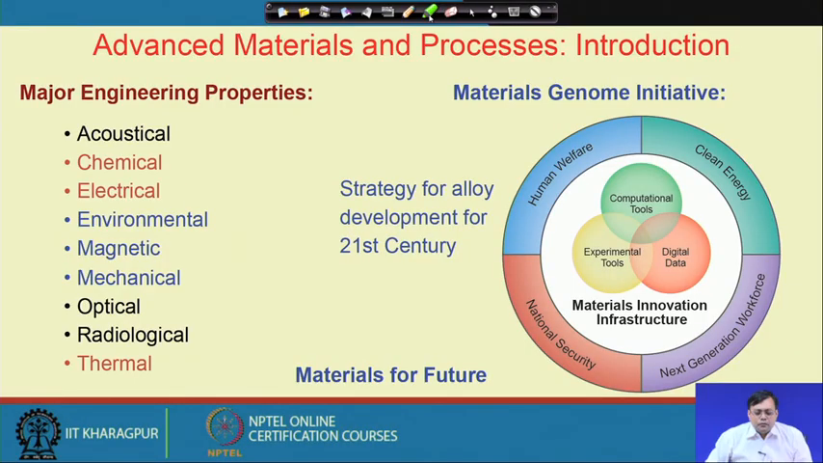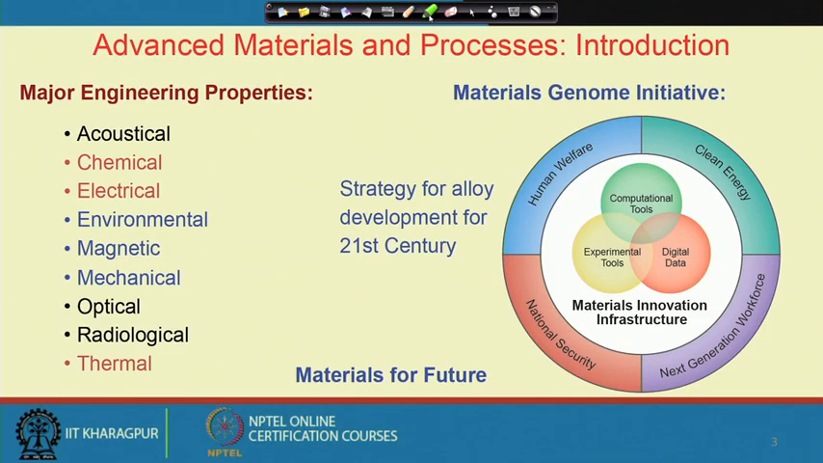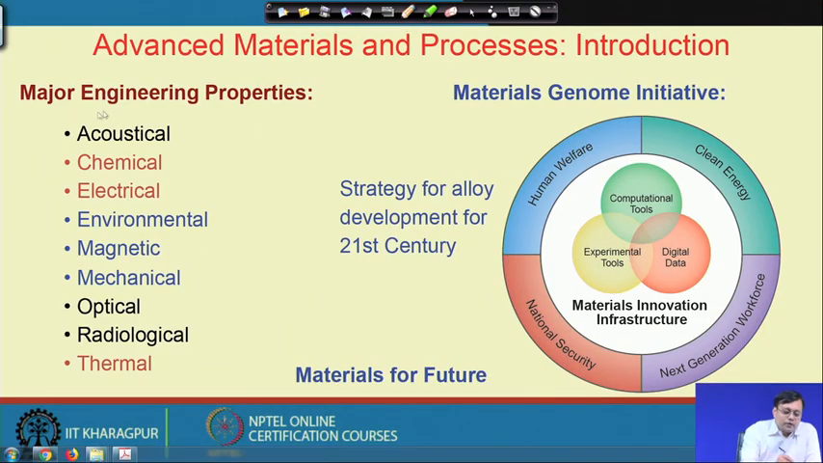So, before going to the main subject matter, we first need to recapitulate some of the basic ideas. We as metallurgists develop most of the alloys as per the requirement of the desired properties. Here you can see the major engineering properties, which are acoustic, chemical, electrical, environmental, magnetic, mechanical, optical, radiological and thermal. These are the 9 properties which are very much important for designing any materials.